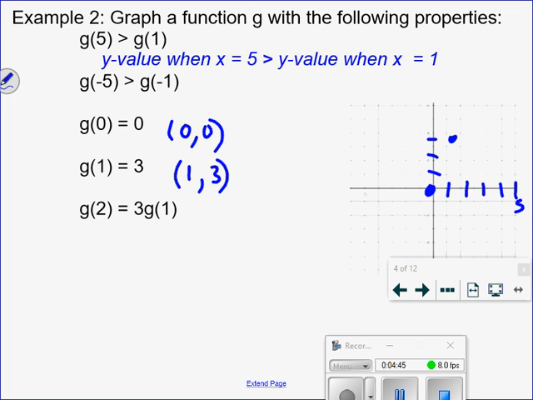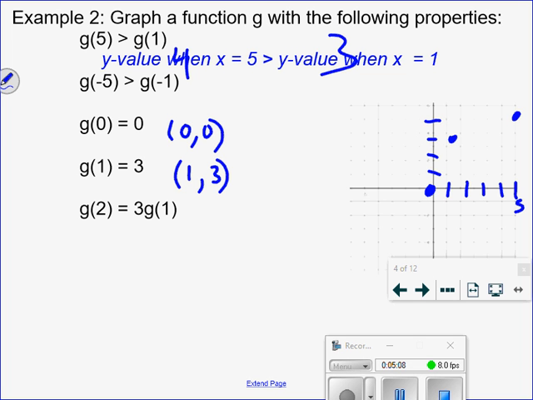The y value there has to be bigger than the y value when x is 1. And I actually know what the y value is when x is 1. It was 3. That whole thing is just 3. So the y value when x is 5 has to be bigger than 3. So over at 5, I need to pick a point that's higher than 3. So I picked 4. So I made g of 5 equal to 4.